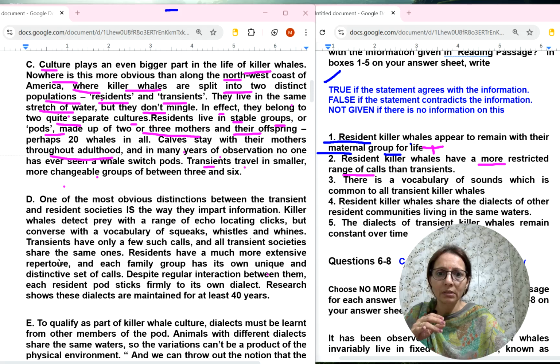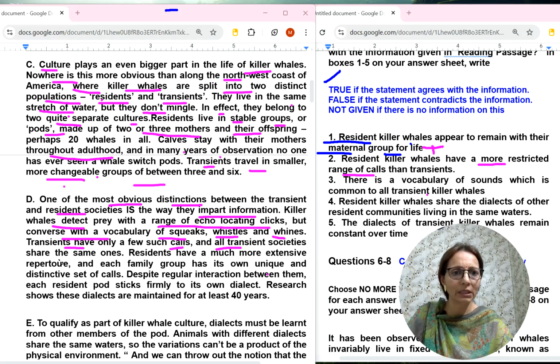Transient travel in smaller, more changeable groups of between 3 and 6. Okay, let's move to paragraph D. One of the most obvious distinctions between the transient and resident society is the way they impart information. Killer whales detect prey with a range of echolocating clicks but converse with a vocabulary of squeaks, whistles and whines. Transients have only a few such calls and all transient societies share the same ones.